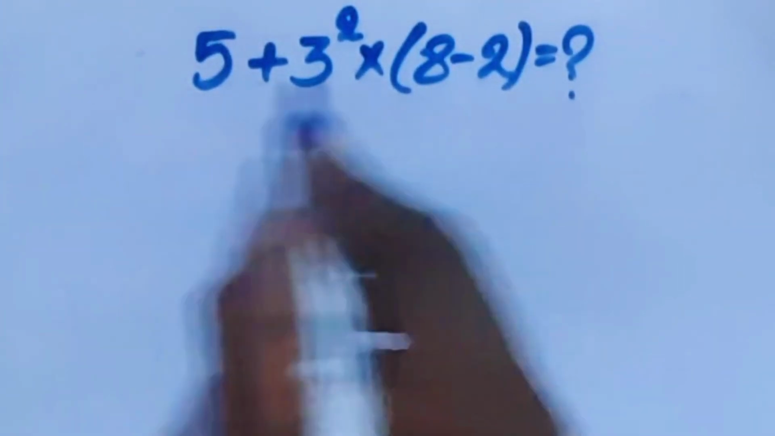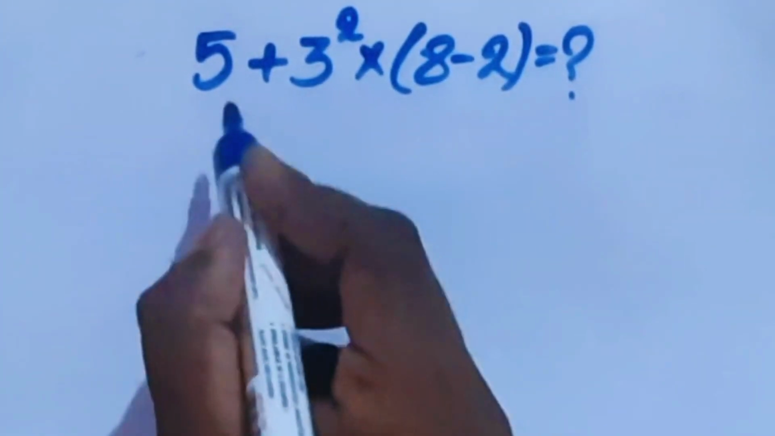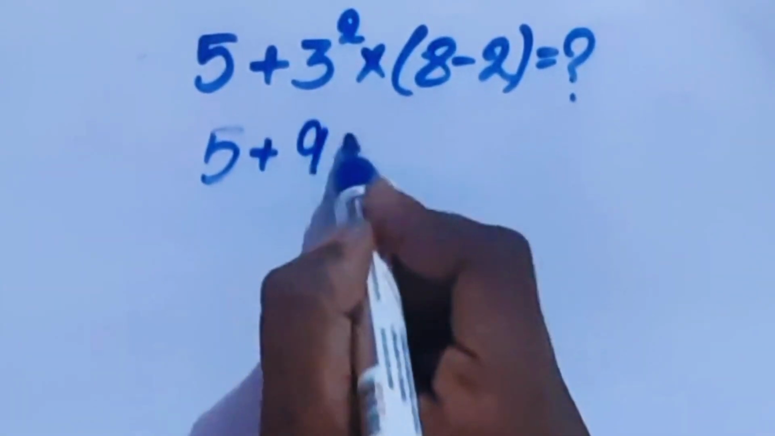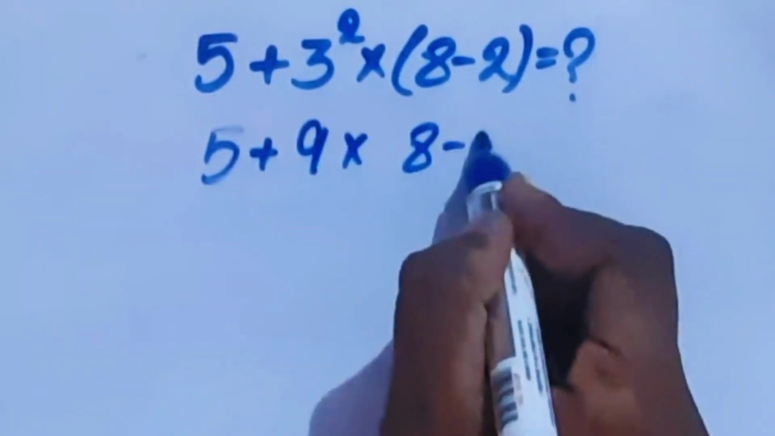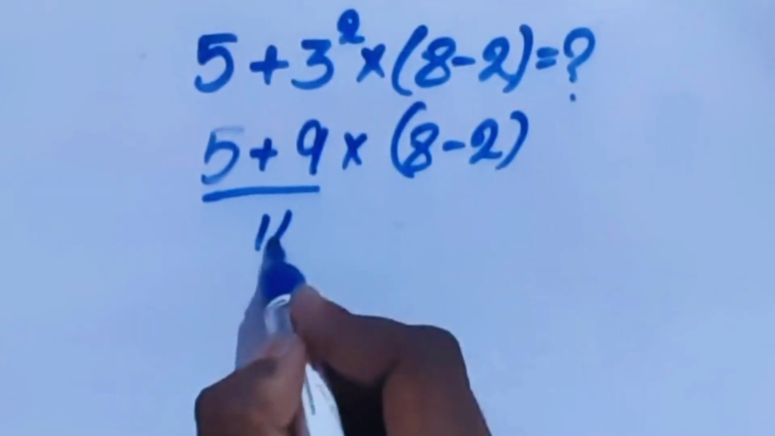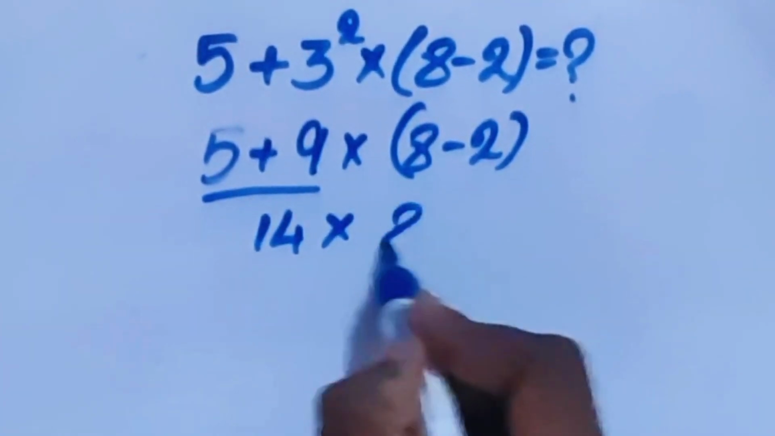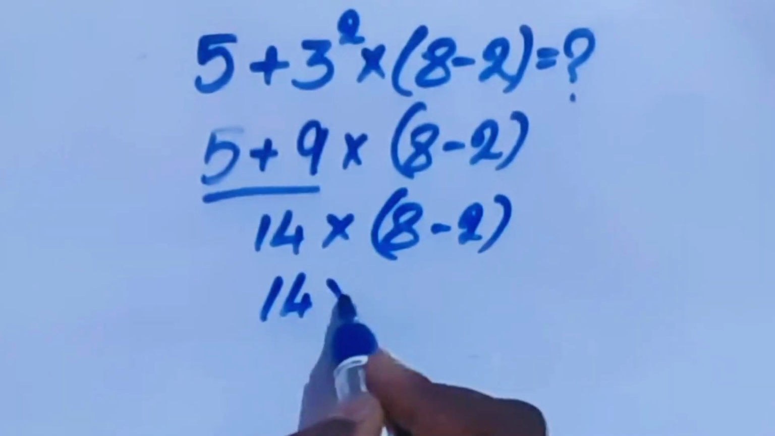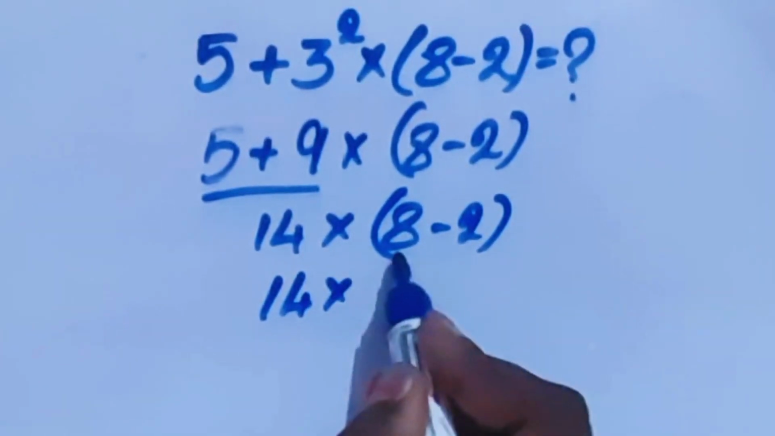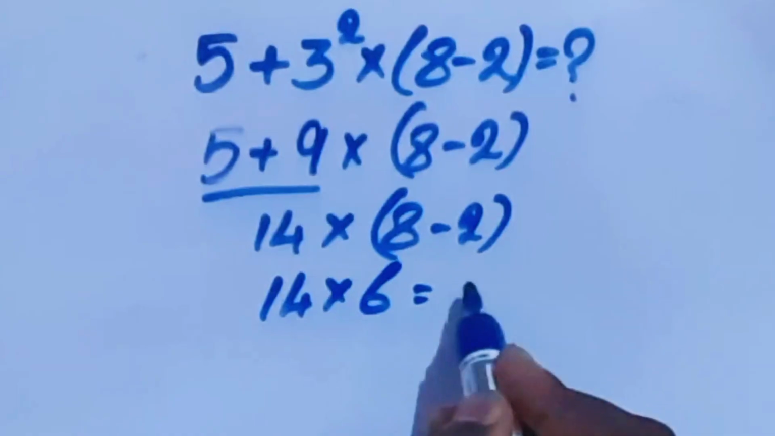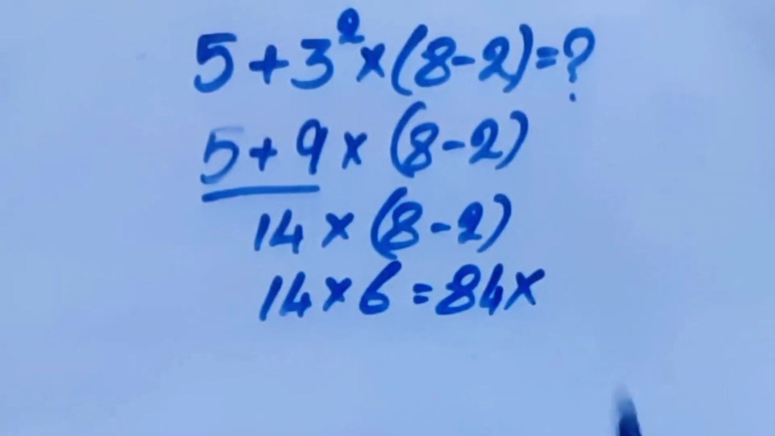Hi guys, most of them get the answer 84 for this problem in the wrong order. 5 plus 3 power 2 is 9 times, here 8 minus 2 in bracket. Here 5 plus 9 is 14 times 8 minus 2 in bracket. Here 14 times, this 8 minus 2 is 6. Here 14 times 6 is 84, which is the wrong answer.